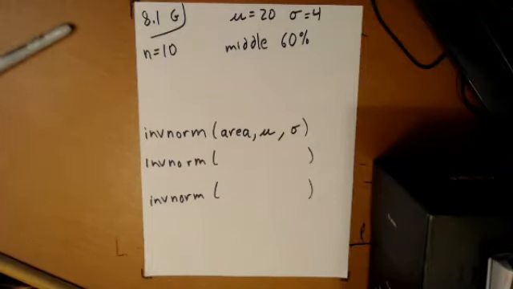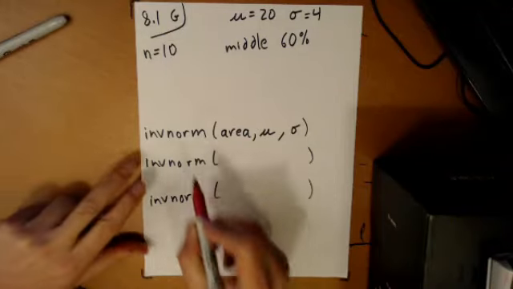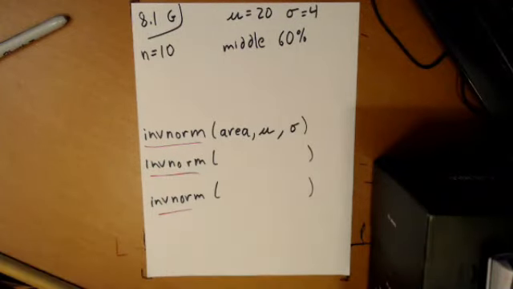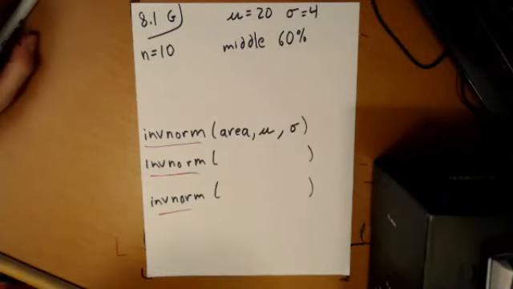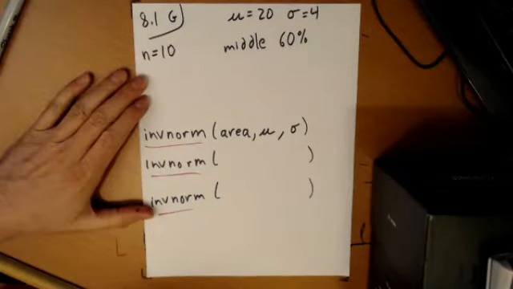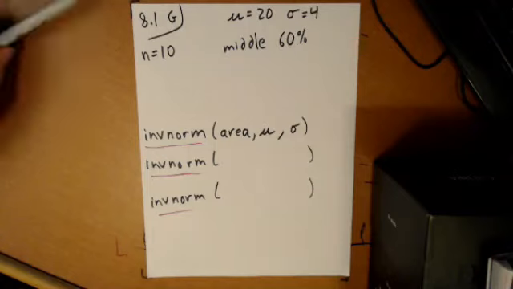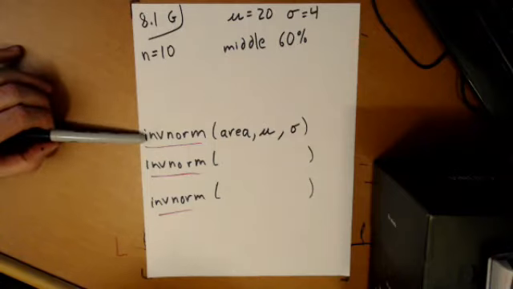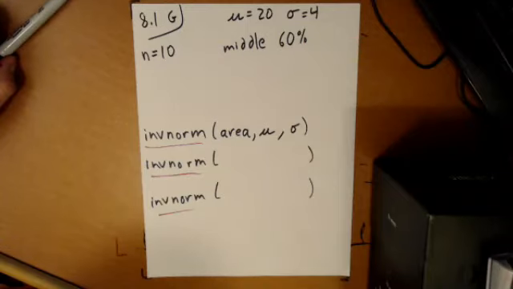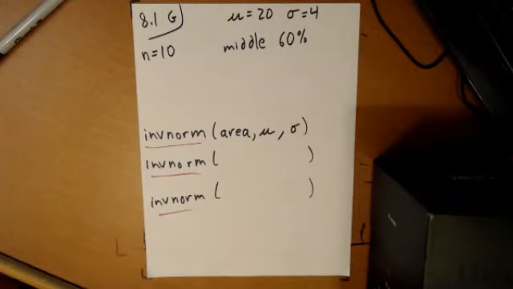Okay, so now we're going to be using a new function, inverse norm. So notice that in question G and H, they give us a percentage. So now we need to play the game backwards. When you play a game backwards in math, it's called an inverse. So A through F, what did we keep using? Normal CDF.